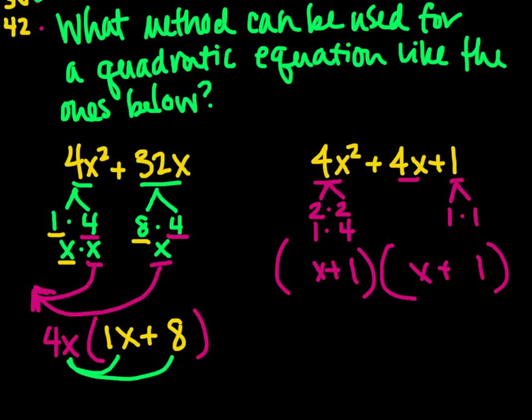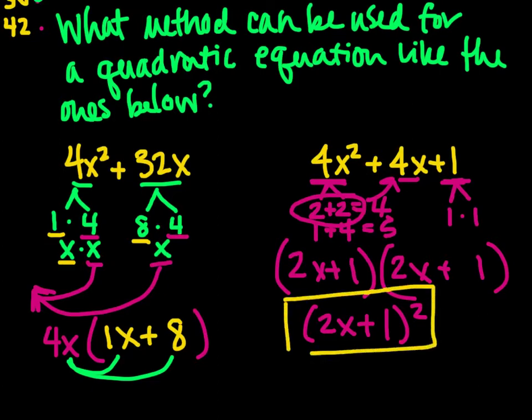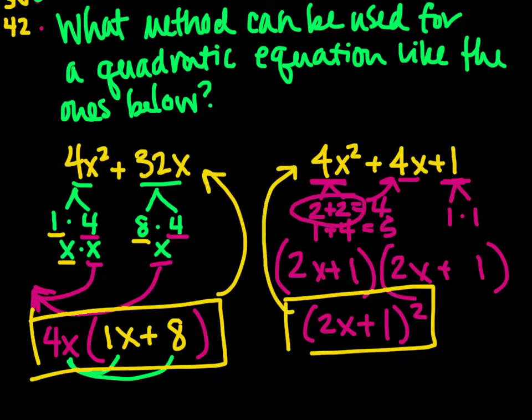So somehow I need to do a little bit of math to make this front number instead of the back number add to be 4. What number is going to do that? Well, 2 and 2 would do that. 1 and 4, that adds to be 5 if I were to add those together. 2 and 2, however, 4 all the way. So I'm going to say 2x and 2x. 2x plus 1 times 2x plus 1, or 2x plus 1 squared. These are the factored forms of our previous quadratic equations.